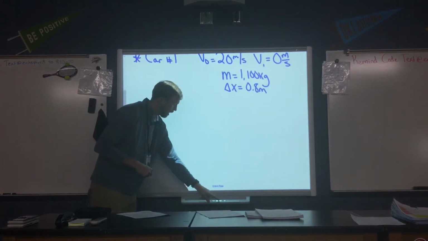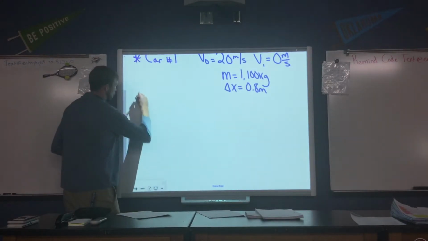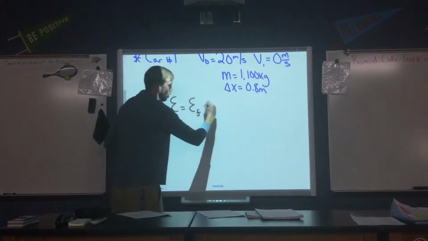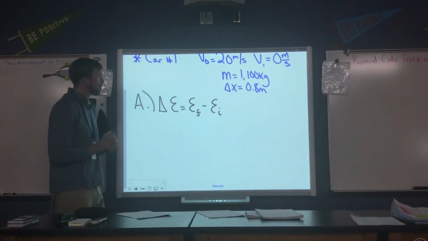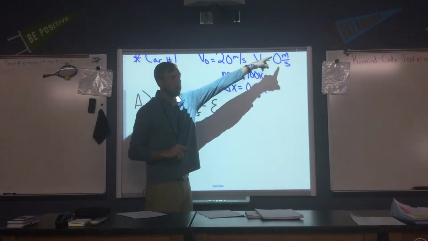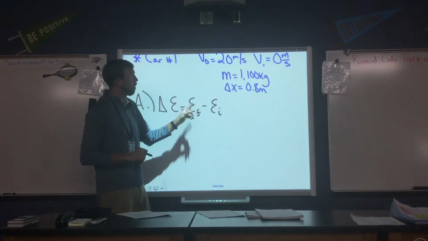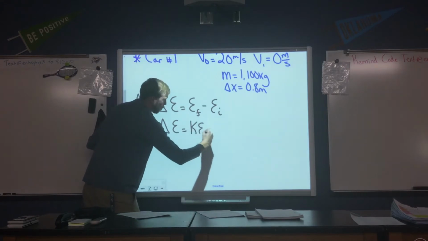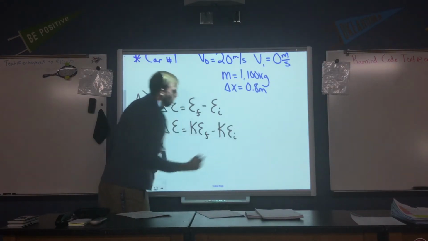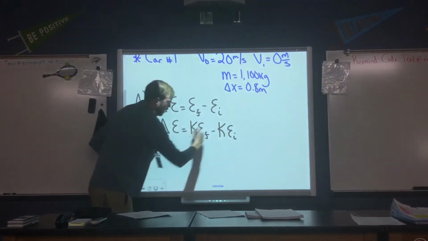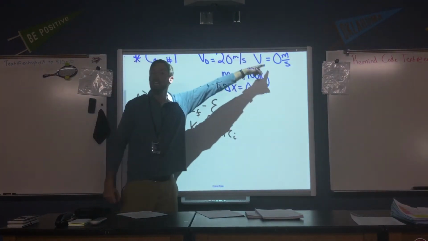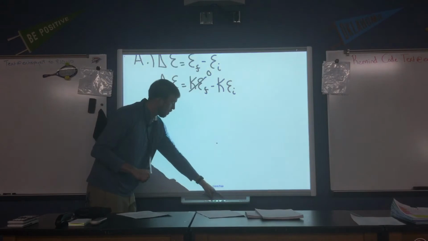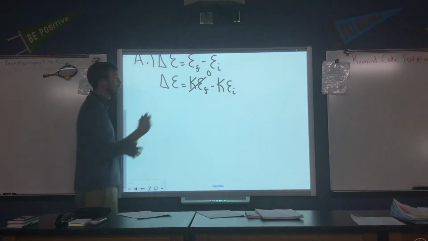So part A, we want to find the change in energy of the car. The change in energy would be energy final, how much energy we end with, minus energy initial. Here we're really just looking at kinetic energy, so our change in energy is the kinetic energy final minus the kinetic energy initial. The kinetic energy final here would be 0, because our car is hitting the wall and coming to a stop. So now we just need to find the initial kinetic energy, which we can find based on the mass and velocity of our car.